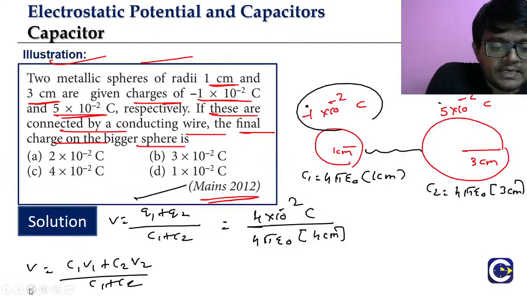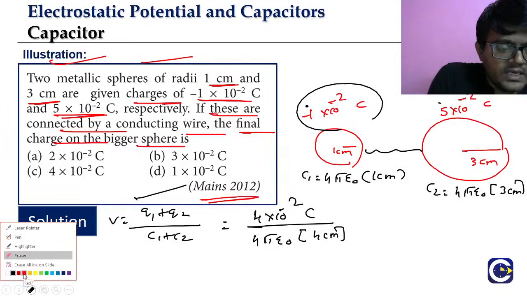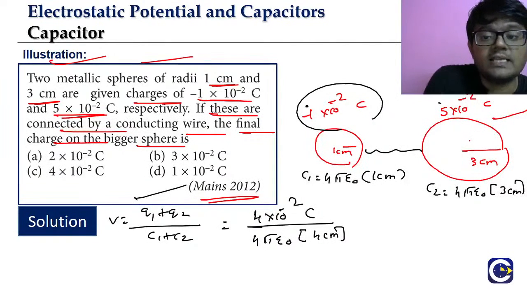ஓகே, இதில் நம்ம யூனிட் change பண்றதில்லை. ஏன்னா because anyway we will see that they will get cancelled. Finally நமக்கு என்ன ஆகும், we will get things cancelled, right? இப்போ அவங்க என்ன கேக்குறாங்க, they are asking only the charge on the bigger sphere, ன்னு சொன்னா என்னது, இது C2. They are asking what is the final charge.